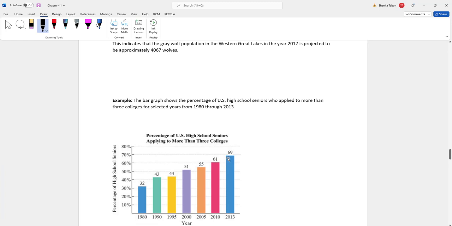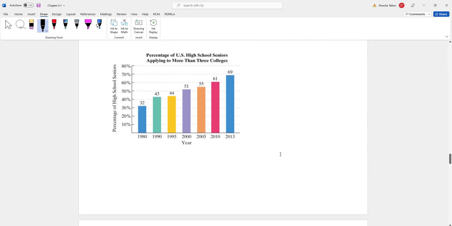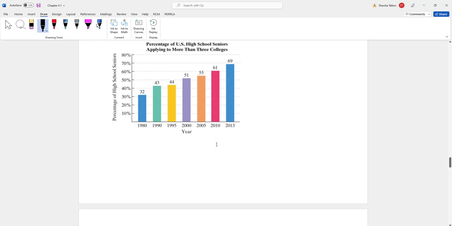Now let's look at this next problem. The bar graph shows the percentage of U.S. high school seniors who applied to more than 3 colleges for selected years after 1980 through 2013. Okay, so I've got each year as a bar and the percentage of high schoolers who applied to more than 3 colleges. So it looks like it's increasing.